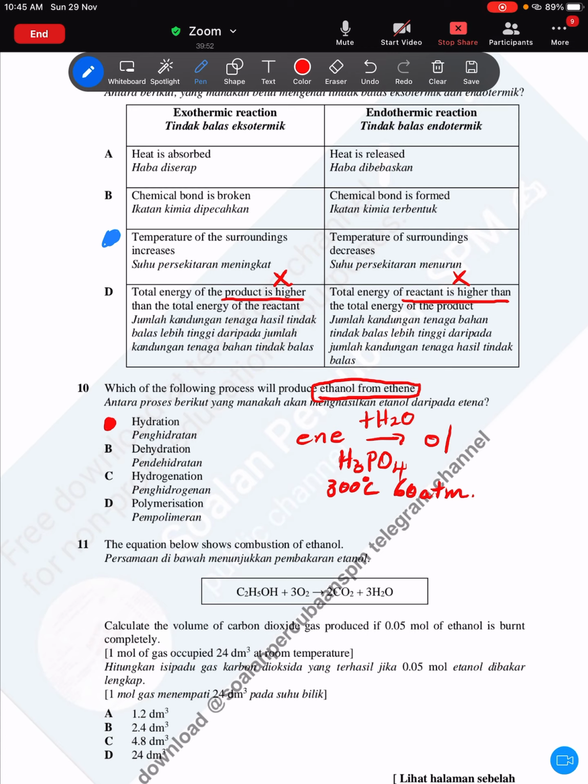Okay, next one. The equation below shows the combustion of ethanol. Of course, combustion of ethanol produces carbon dioxide and H2O. Calculate the volume of carbon dioxide gas produced if 0.05 mole of ethanol is burned completely. First of all, it's a complete reaction. Okay, they are asking for carbon dioxide. Which method should I use?